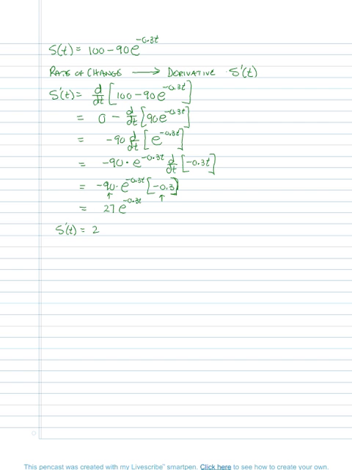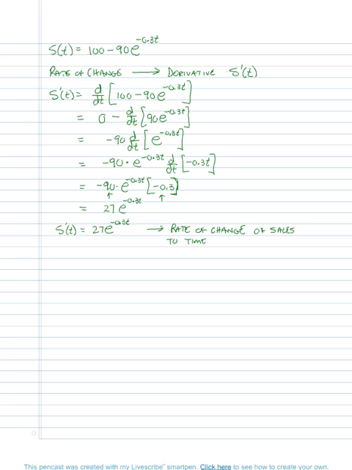is 27 times e to the negative 0.3t, and this tells us the rate of change, because it's a derivative. A derivative is a slope of a tangent line, but that's what a slope is. It's the rate of change of the sales to the time in years. Sales in thousands, time in years. So it's the rate of change of sales to time.